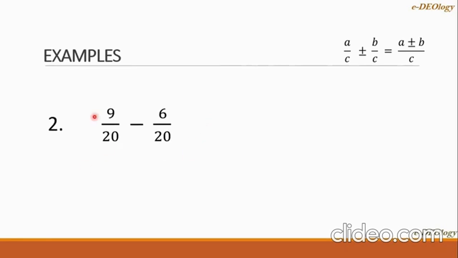Example 2, 9 over 20 minus 6 over 20. This time we subtract the numerators. 9 minus 6 equals 3. Then 20 is the common denominator. We simply copy that. Final answer is 3 over 20.